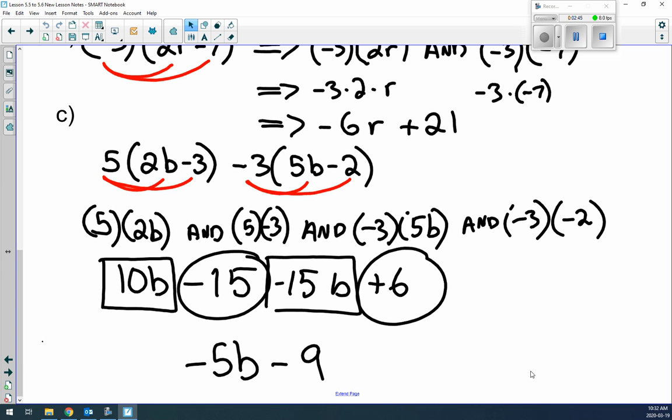Now the bottom part here is we have to go back to collecting like terms. The like terms here are the b's and the constants. So 10b minus 15b is negative 5b. And negative 15 plus 6 is negative 9. Okay, go to the third page.